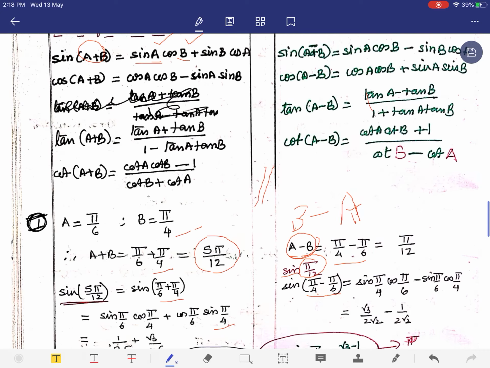What will the formula be? Sine b cos a minus cos b sin a. The respective ratios make it this. So, we get the value of it.